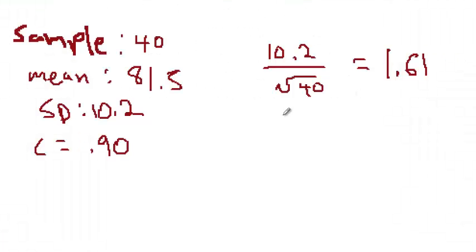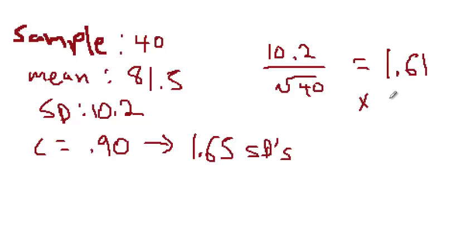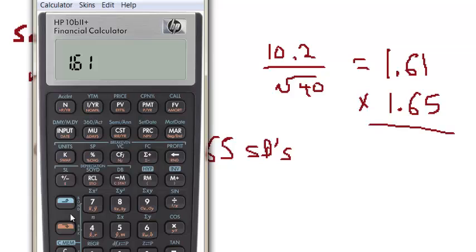Okay, so it's 1.65 standard deviations. So in order to get the 90% confidence interval, you need to get it within 1.65 standard deviations. So it's 1.61 times 1.65. In other words, 1.65 standard deviations, and our population standard deviation is 1.61. So let's do that in our calculator. We have the 1.61. We'll multiply by 1.65, and we get approximately 2.66.